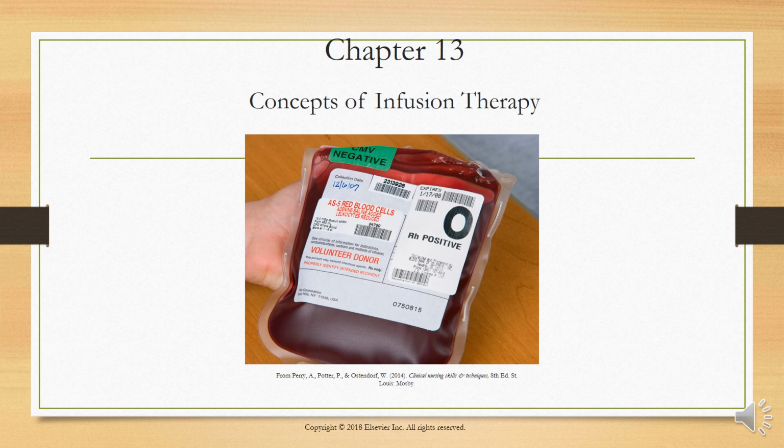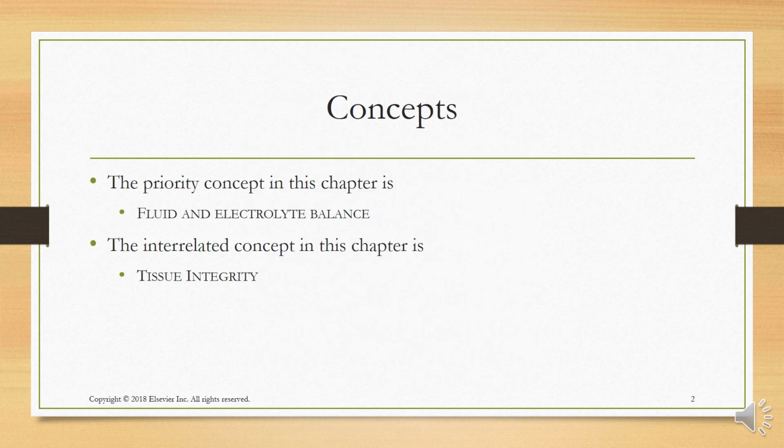This is the last chapter of Unit 7. This is concepts of infusion therapy. So we're going to talk about things that we infuse into the body. Our priority concepts in this chapter are fluid and electrolyte balance and tissue integrity, which of course both of those would go along with infusing things into the body.